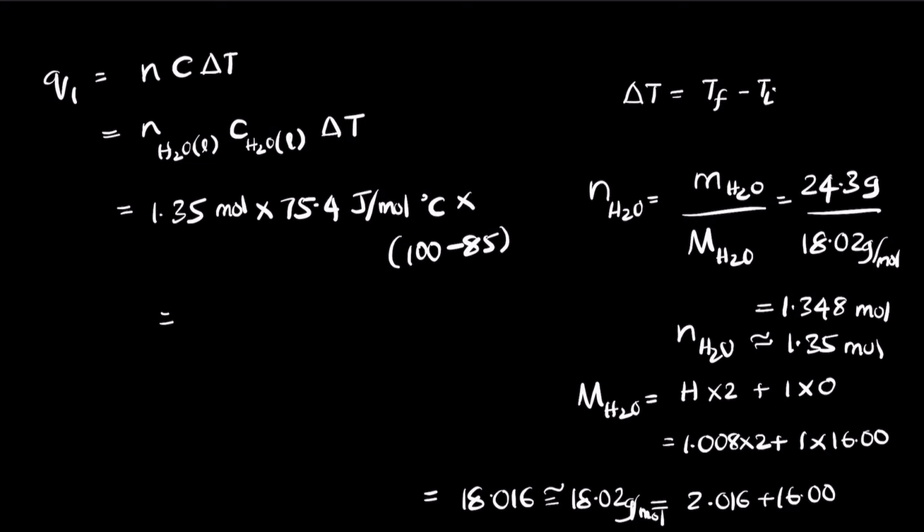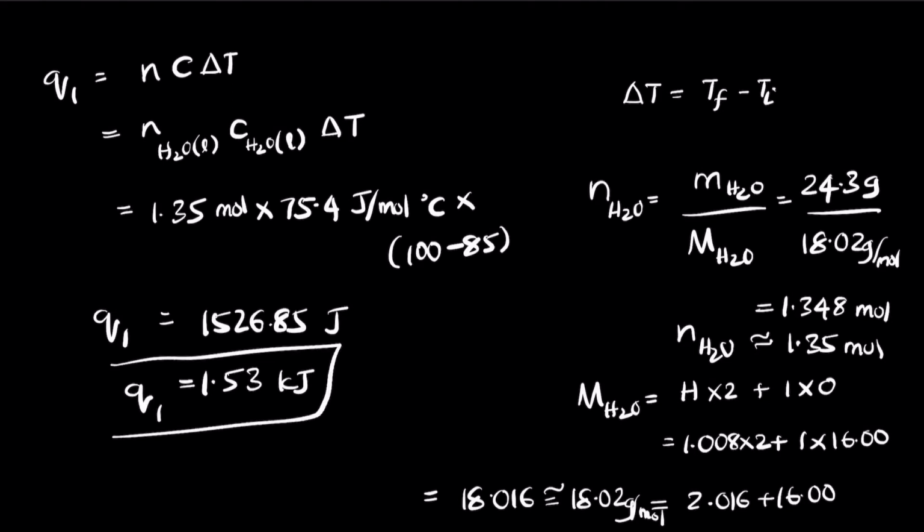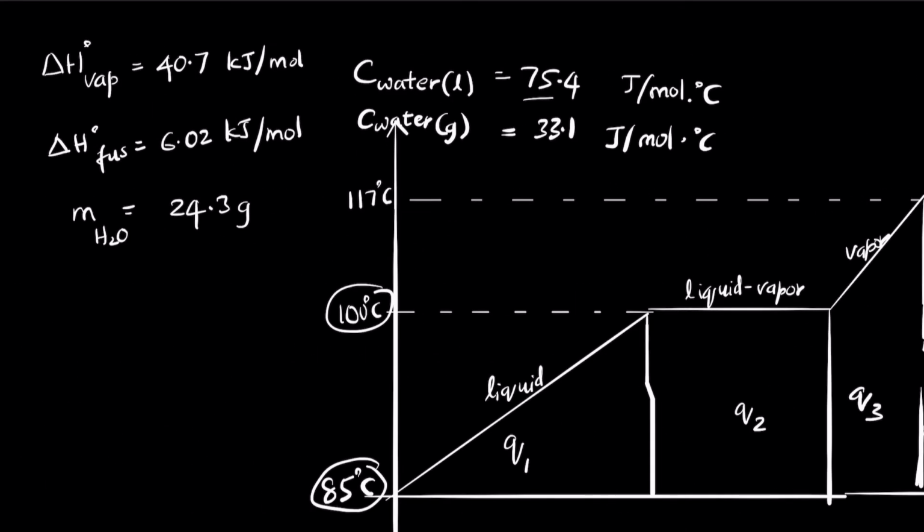Again, use the calculator, calculate the value. We have 1.35 times 75.4 times 15. So it becomes 1526.85 joule, which is Q1. So when you convert it into kilojoule, it becomes 1.53 kilojoule. So this is Q1. So we found Q1. So this is the value we found.